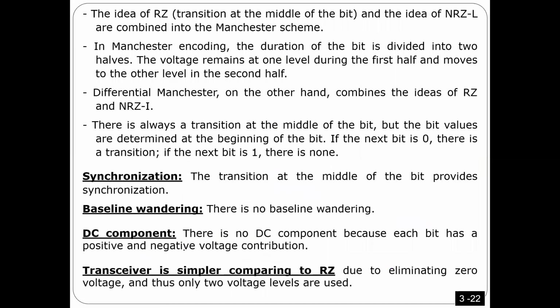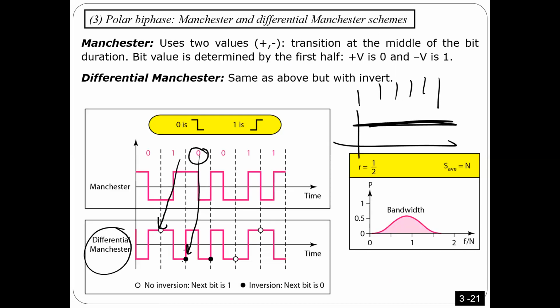Synchronization is good. Baseline wandering is good, but still the main problem here is that you are using 2 signal elements to transfer 1 bit. That's why r is still a small r. Any questions?